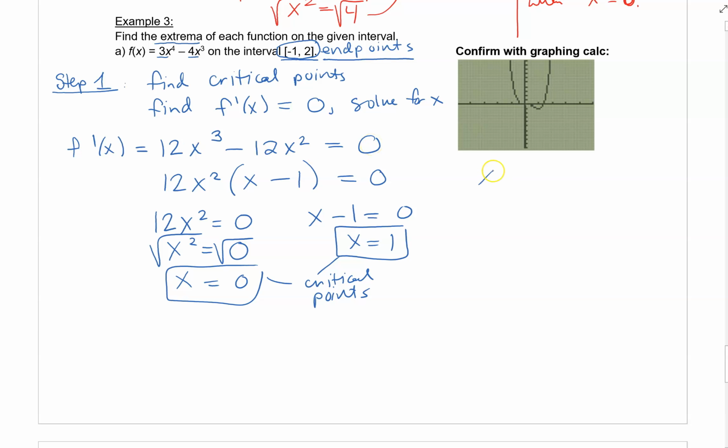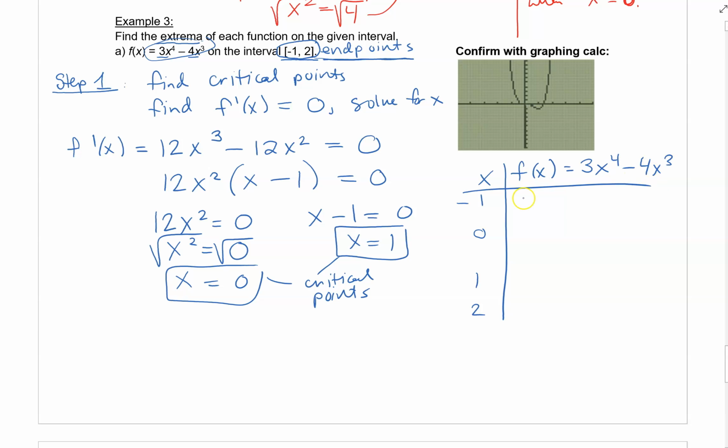So I'm going to go ahead and check these values with my original function, and I'm going to also check my endpoints. Okay, so I have endpoints at -1, critical points of 0 and 1, and another endpoint at 2. And I'm going to plug all of these into my original equation to see which ones are the highs and which ones are the lows.